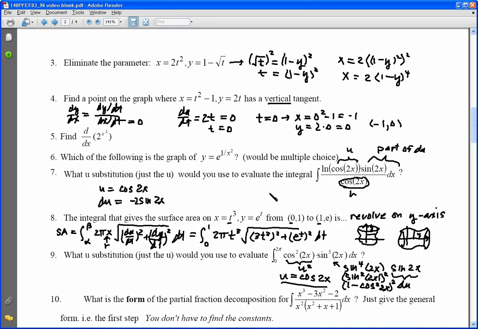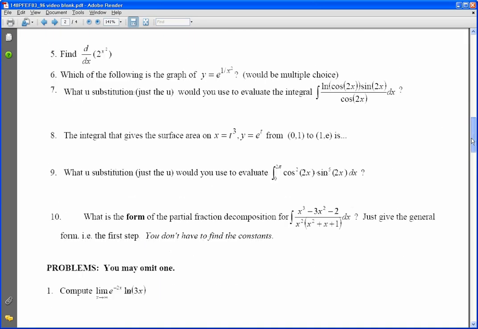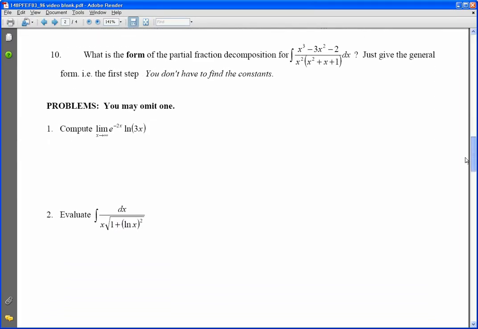Okay, and moving on down the line. What is the form of the partial fraction decomposition? So the form of the decomposition is just the general form here. So let's see, we've got a repeated linear factor. So the decomposition is going to have an x in the bottom and then also an x squared. Because remember, since this is an x squared, you get 2 terms in the decomposition. If it was an x cubed, you'd have 3 terms.